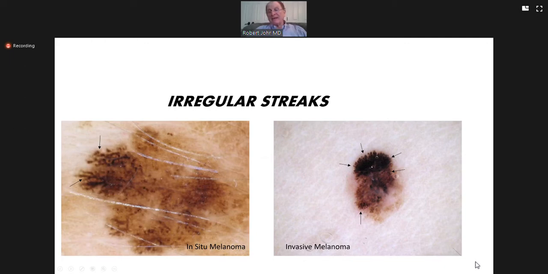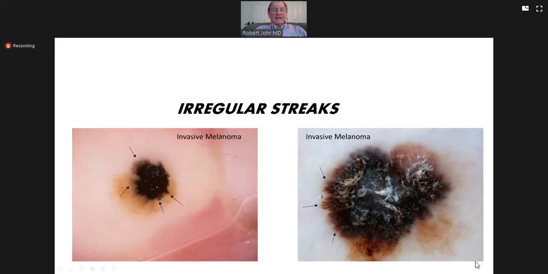So here we have an invasive melanoma with an irregular blotch and linear little irregular streaks coming off. So irregular streaks. And an invasive melanoma with an irregular blotch and irregular streaks coming off there at the periphery. They're not streaks at all points. And another melanoma with a large dark blotch, and we have some streak-like structures here, and they're irregular streaks because you don't see them at other points. So that's the difference between regular and irregular streaks, and you'll see them all the time.